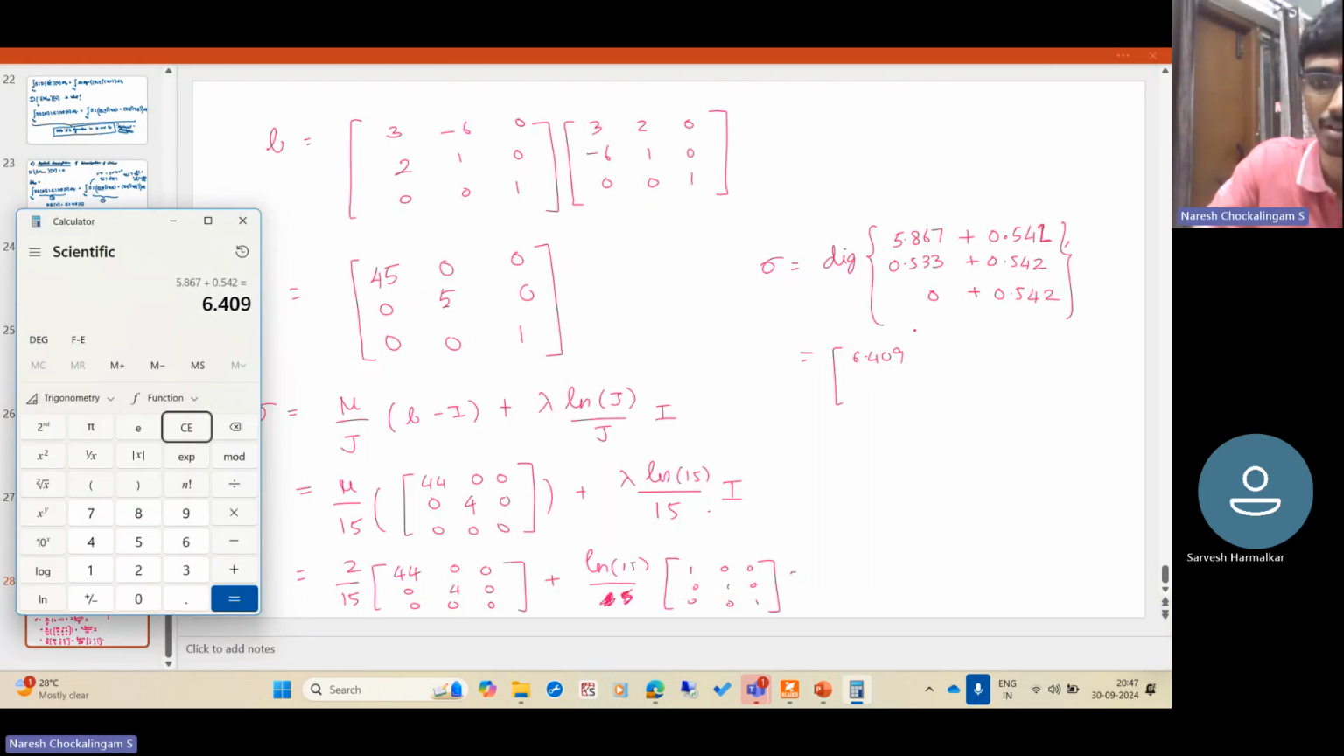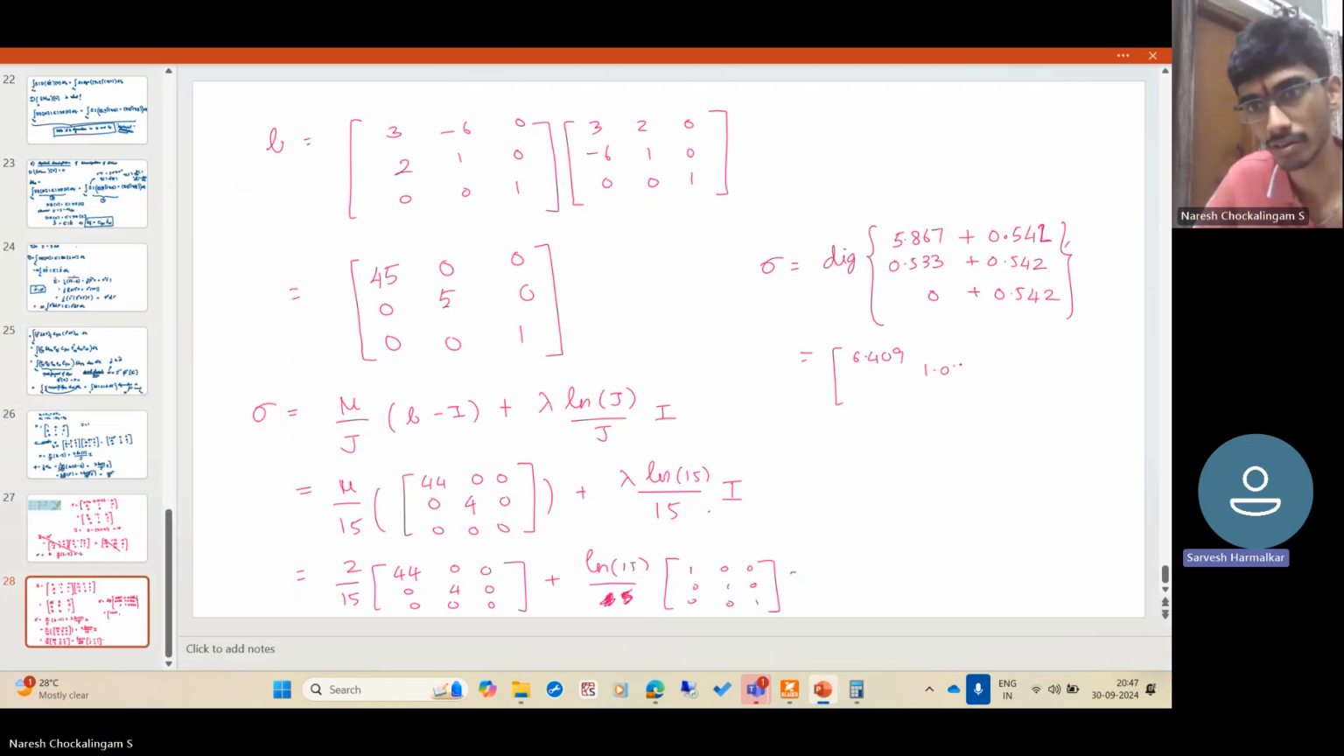The second one is 0.533 plus 0.542, 1.075, and the third is 0.542.